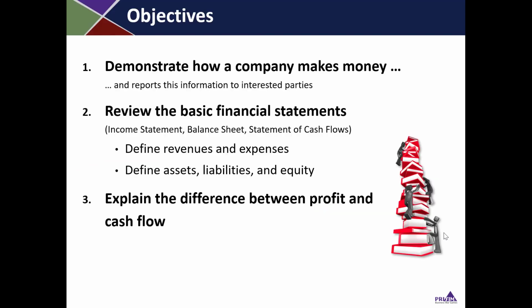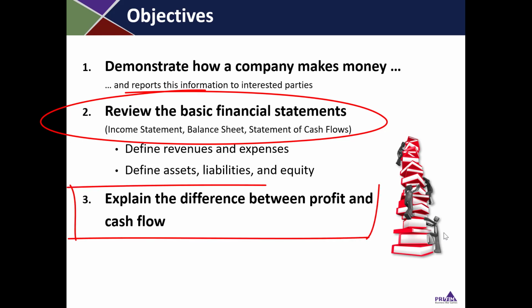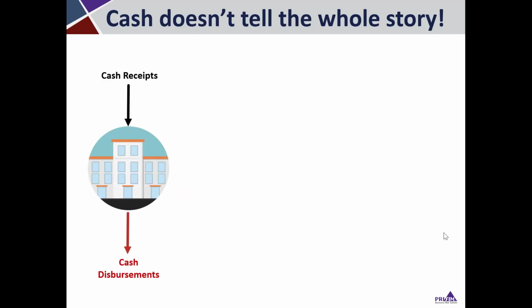Our objectives in this discussion are to review how a company makes money and how they demonstrate this to the various stakeholders in the business. And we'll talk about the three main financial statements: the income statement, the balance sheet, and the cash flow statement. And we'll also talk about how cash is not always the same thing as profit. And let's start with that.